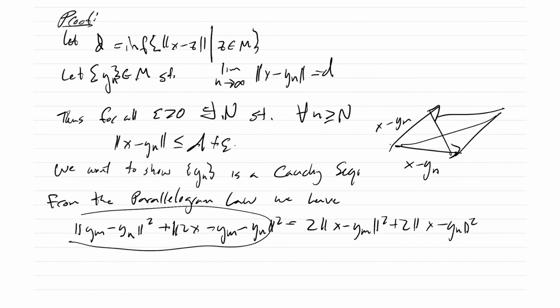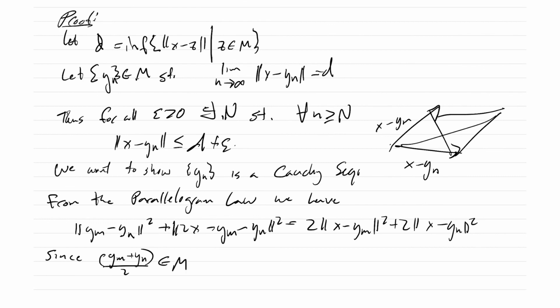So that's what gives you this stuff on the right. So now, following our nose, and the book. Since we have that (y_m + y_n)/2, basically what you get when you factor out 2 here, is in M, because M is a subspace. This gives us that ||x - (y_m + y_n)/2|| has to be bigger than or equal to D, just because of the infimum property that we have up here.